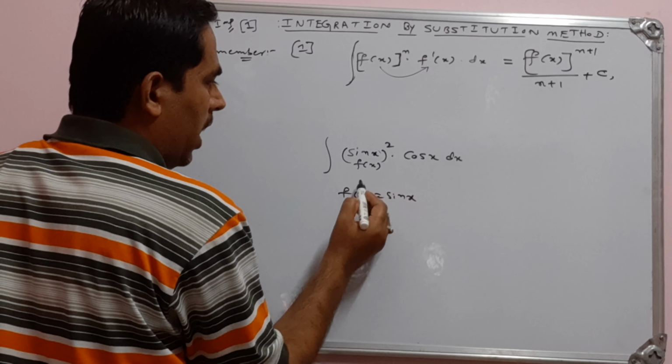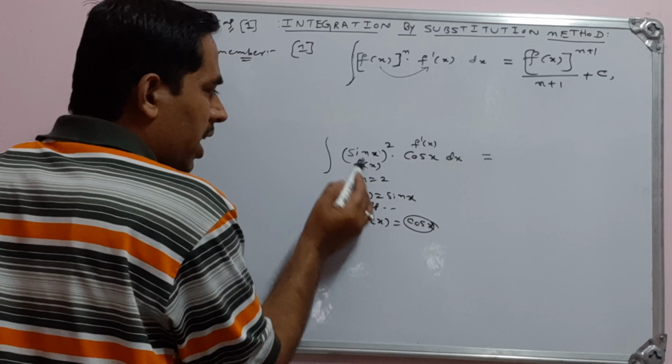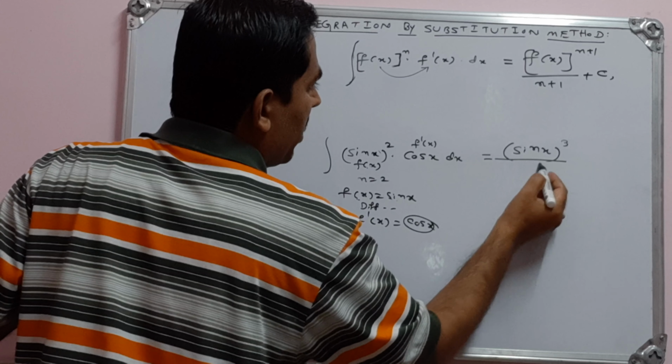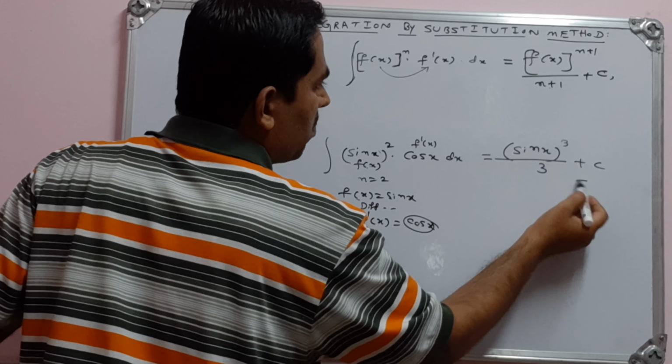It is looking like f of x whole to the power n into the derivative. The inner quantity is sin x, and the derivative of sin x is cos x. Exactly, it is in this form. So I can write the answer directly; I need not worry about the formulas. Function whole to the power of n plus 1 divided by n plus 1. The function here is sin x, so sin x whole to the power of 2 plus 1, that is 3, divided by 3. So this is the answer. I can write it directly.